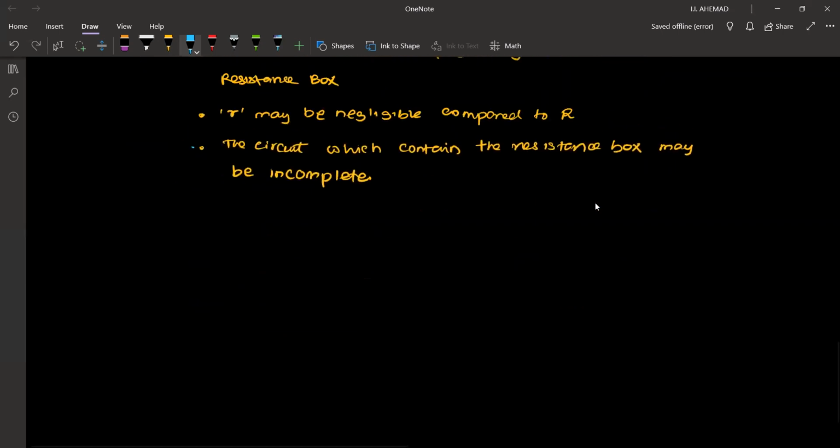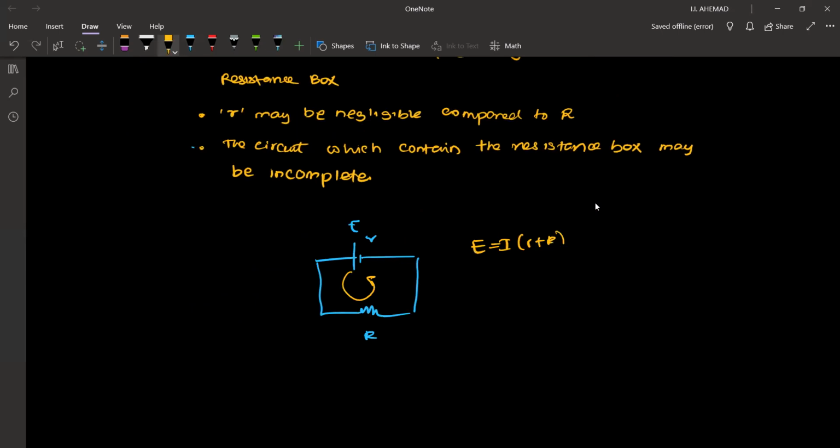Now let's look at what will happen when small r is negligible compared to capital R. So in that circuit, if you can remember, you have a circuit just like this, E, r and capital R. So here E is equal to I into (R plus r). I is equal to E over (R plus r). Then V is equal to I into R. So that is E R over (R plus r).